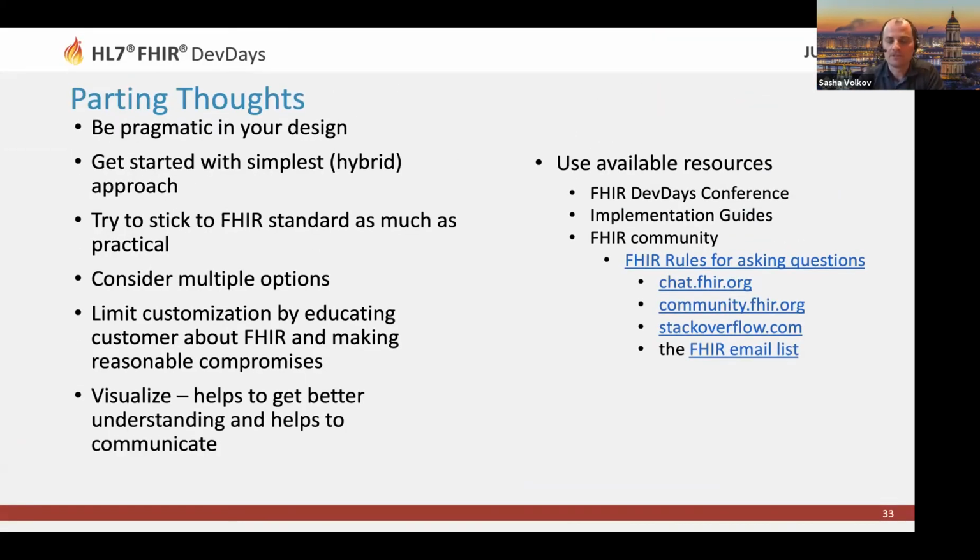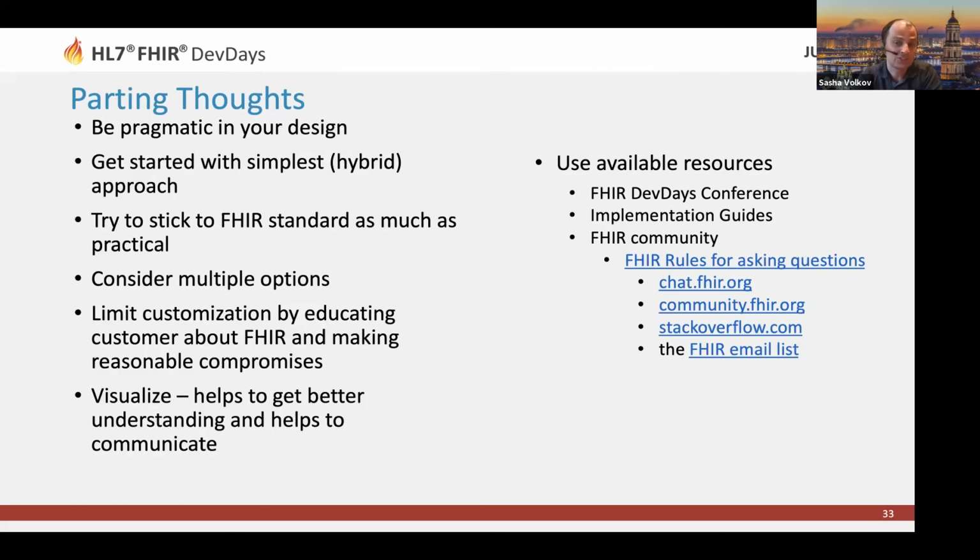Also, leverage any learning sources as possible. FHIR Days is great. Implementation guides, keep, read, and spec. Read them, reread them, reuse them, search them, and consult them all the time. Even though you think you know something, just consult to make sure that it's right, whether it's an element, cardinality, or whatever. And finally, FHIR community.